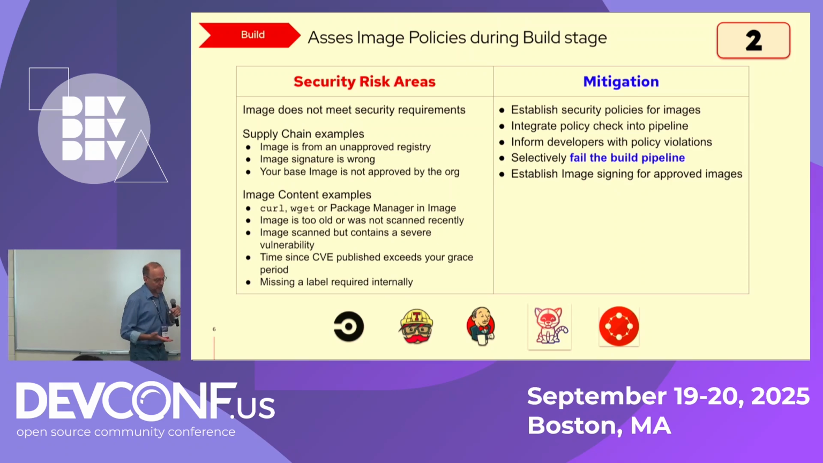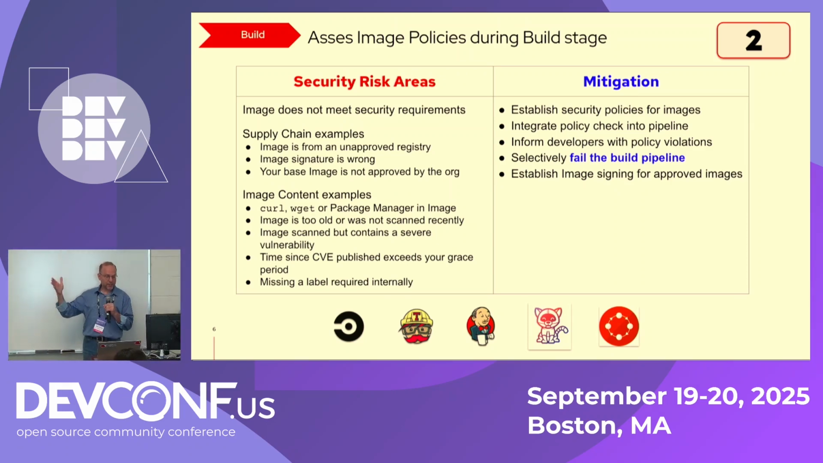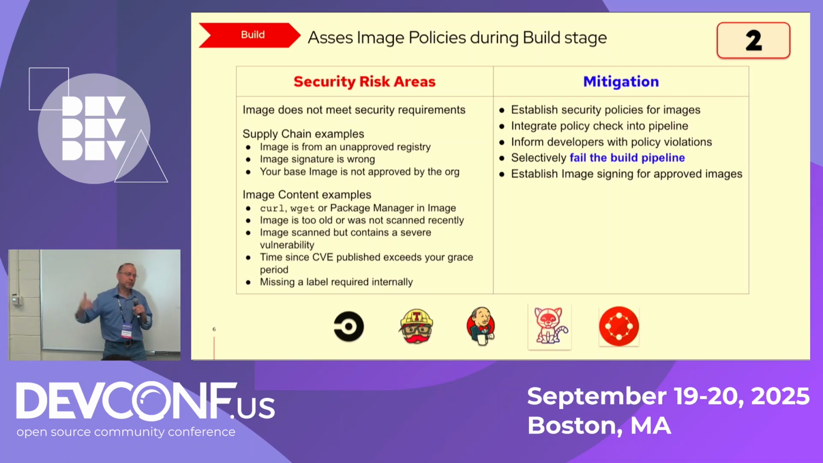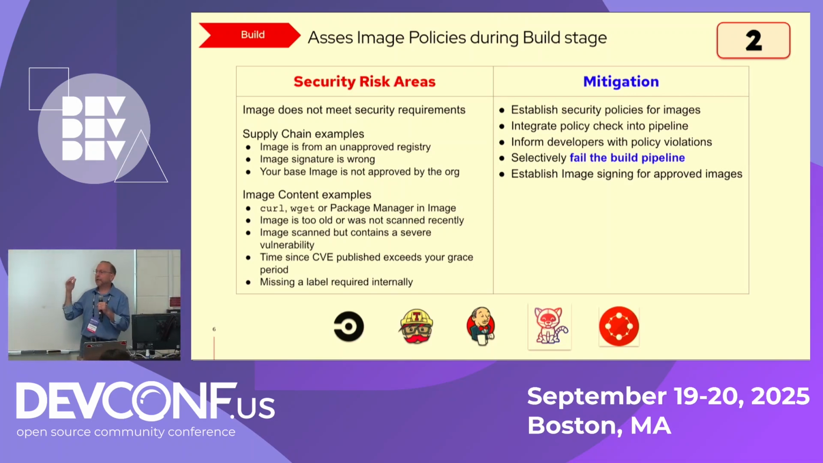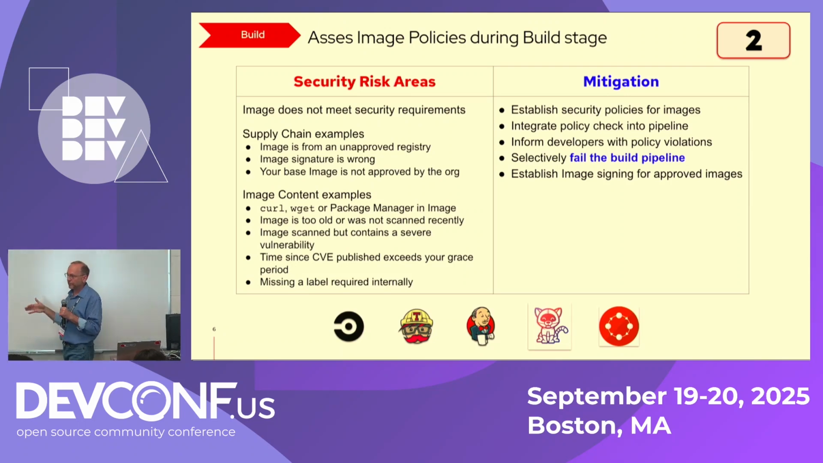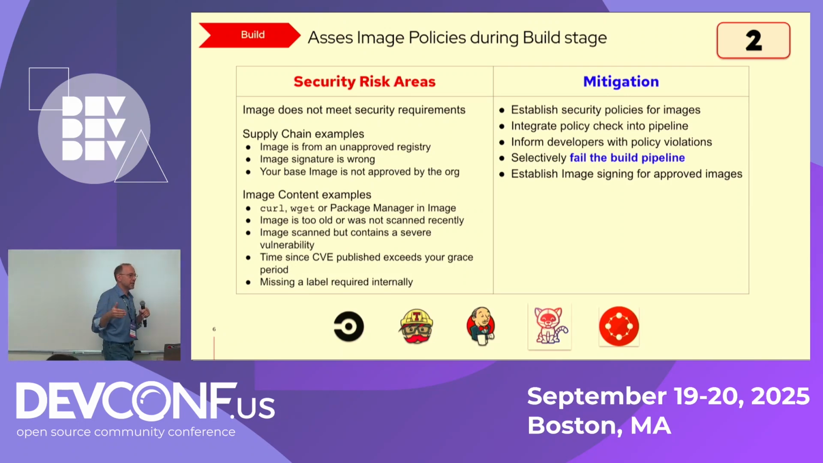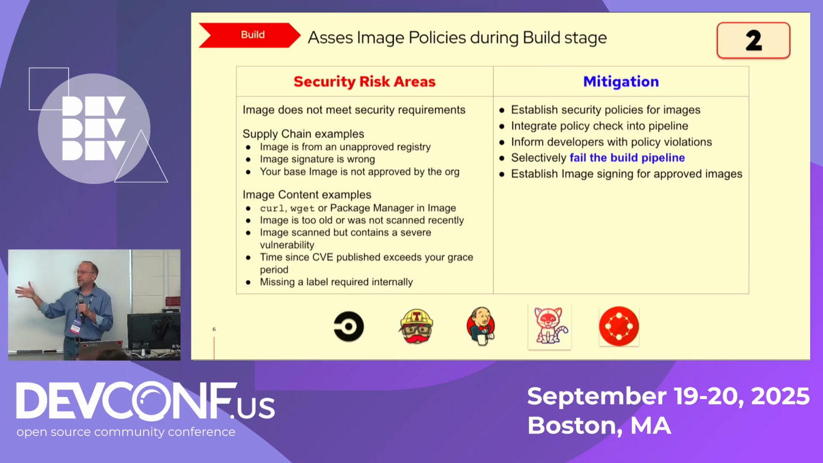You shouldn't. So what you should do at that level is assess image policies during your build, which means first you have to establish those security policies. Security folks, it's up to you to establish them. Now you want to integrate them into the pipeline. With something like the StackRox command line, you integrate it into the pipeline and you can selectively fail the build. The key takeaway from this stage, after you've established your security policies, is don't hesitate to fail the build when you need to, because that's the only way to force correction back into the process.